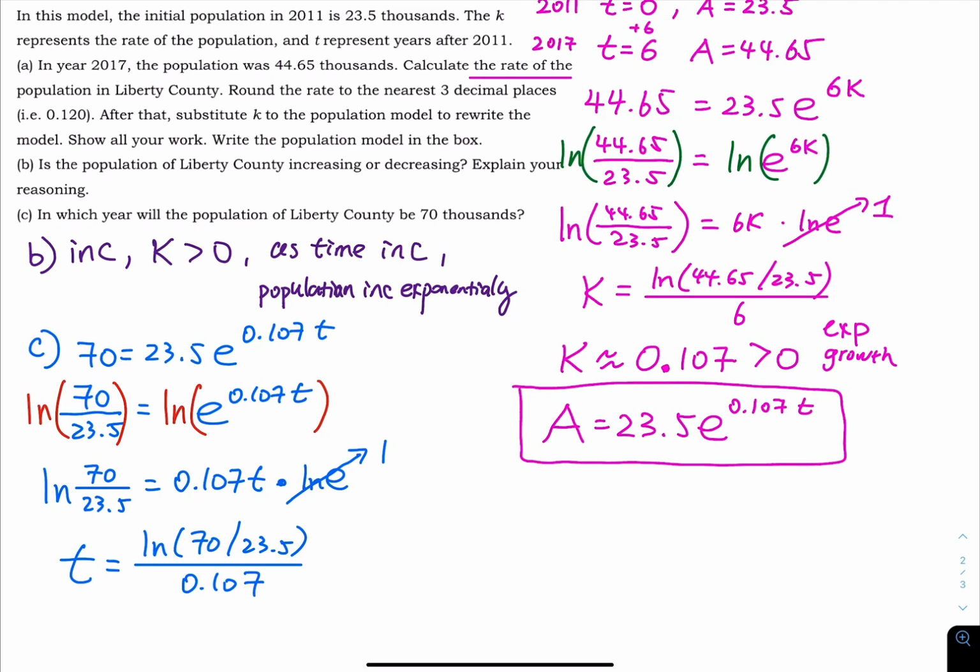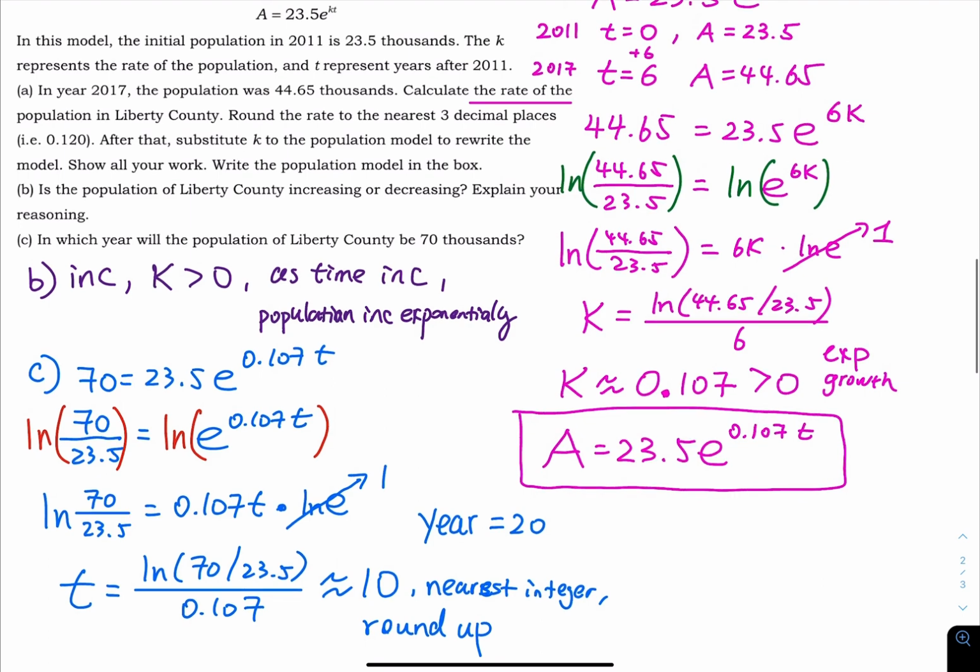Since this is in years, we have to round to the nearest integer, and I prefer to round up. So my answer, I just round this to 10. This is the nearest integer, and we prefer to round up. What does 10 represent? That is the years. The initial year is 2011, and you add 10 to it, so that is the year 2021. This is your answer for part C. So that is the end of this problem.